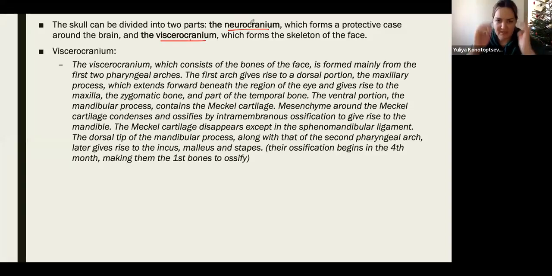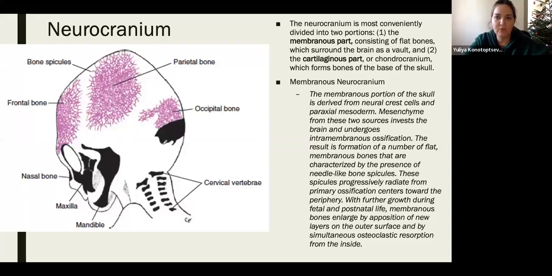Neurocranium, this is the protective case around your brain, and it will also consist of two parts. There is the membranous part and there is the cartilaginous part. Of course, from the two names, you can understand what's the difference between them. Membranous part, these are the flat bones, the calvaria that we have around your brain, and these bones arise via intramembranous ossification because they do not bear any weight whatsoever. Cartilaginous part, which is also known as the chondrocranium of the neurocranium, is the base of the skull.